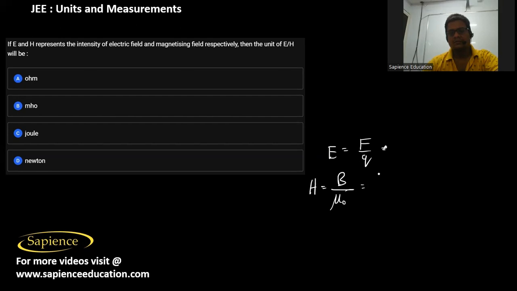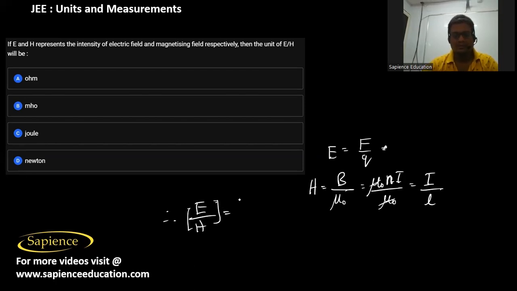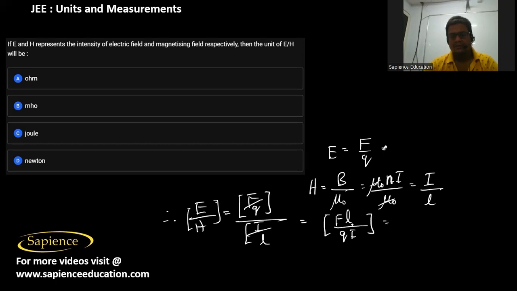For a solenoid, the magnetic field is mu naught N I, so the magnetizing field is mu naught N I by mu naught, which will be equal to N I. N is the number of turns per unit length, so it is like I by L. Therefore the dimensional formula for E by H will be the dimensional formula for F by Q divided by the dimensional formula for I by L. So this will be equal to FL by QI.